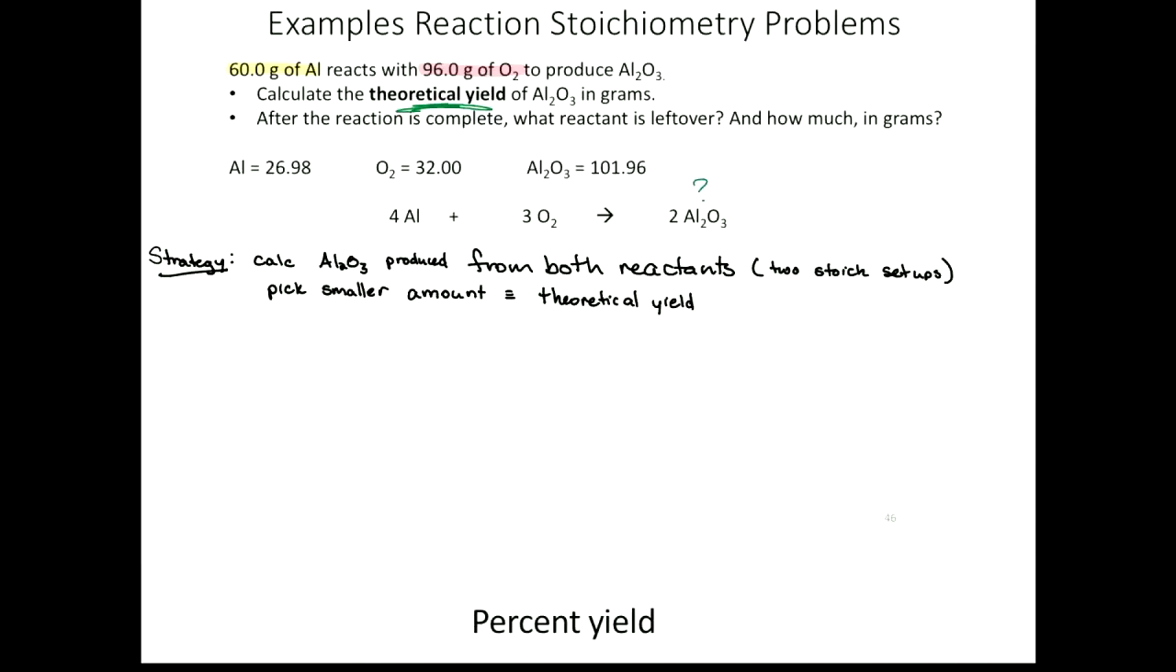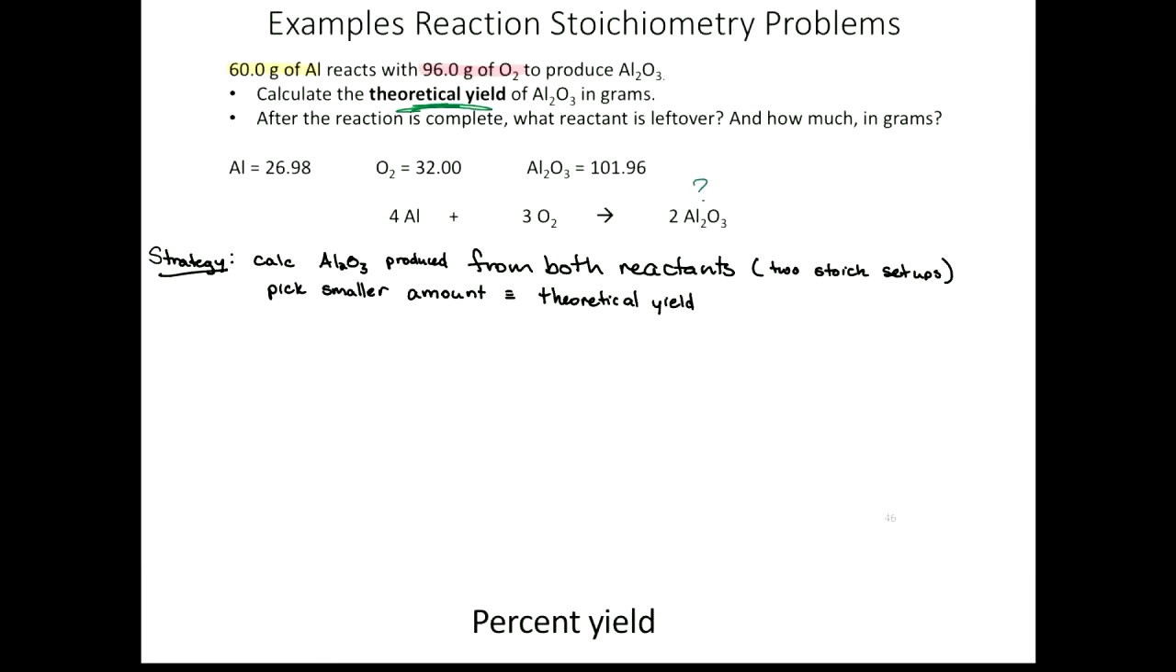The problem is I give you gram amounts of two things. Can you just look at that and know what the limiting reactant is? No. I mean, you might look at that and be like, oh, there's less aluminum. Maybe that's the limiting reactant, but you can't do that because it's all dictated by mole amounts. So the strategy here is just assume all of the aluminum reacts to make aluminum oxide, figure out how much that is, and you do the same thing for the other reactant. Figure out, okay, the 96 grams of oxygen, all of that reacts, how much product do you make?